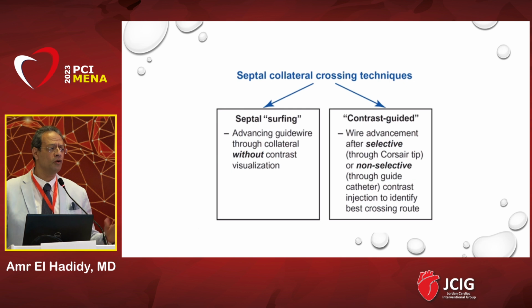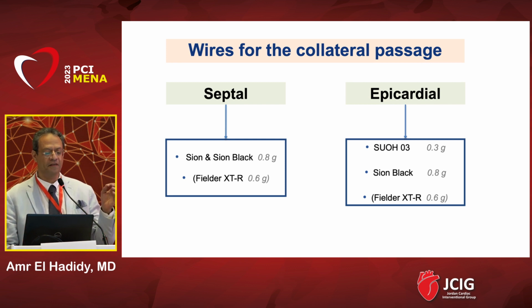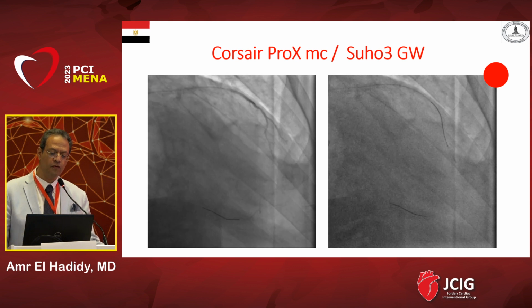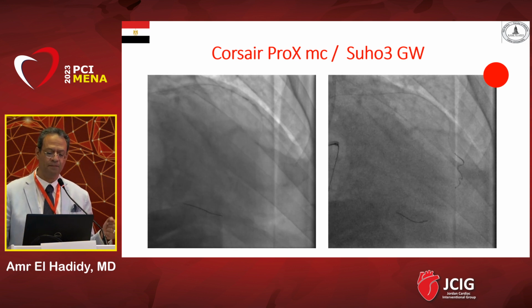So all we know about the wires for collateral passage: we have septal and the epicardial one. Definitely for the septal you can use Cyan Black or Fielder XTR, but for epicardial we like SUOH 03 because it has a very low tip load, 0.3 gram, and it's very good for this case. And if you look here, look at the movement of the SUOH 03. This is very important. You can wait for the heartbeats.